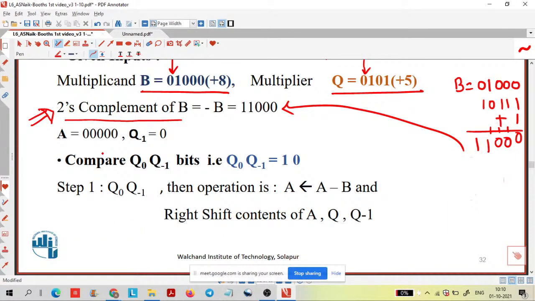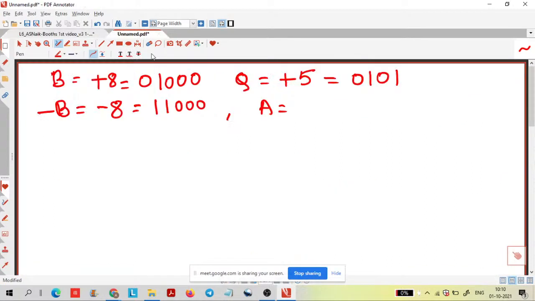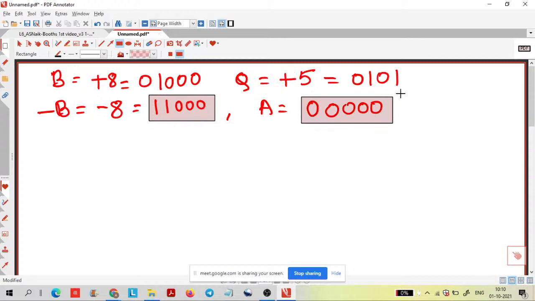Here one main important thing is that the bits of b, how many bits are there? 5 bits. So with 5 bits, the a also you have to initialize to 5 bits, because you are doing a plus b, a minus b. So if b is 5 bits, a also should be 5. If b is 6 digits, then a also.